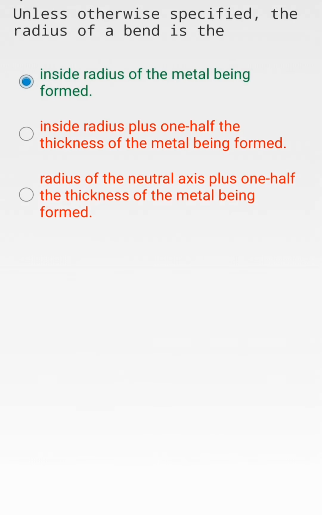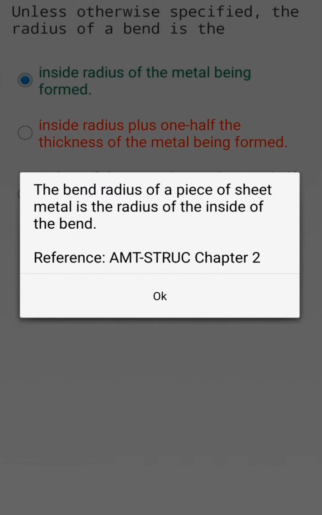Unless otherwise specified, the radius of a bend is the inside radius of the metal being formed. The bend radius of a piece of sheet metal is the radius of the inside of the bend.